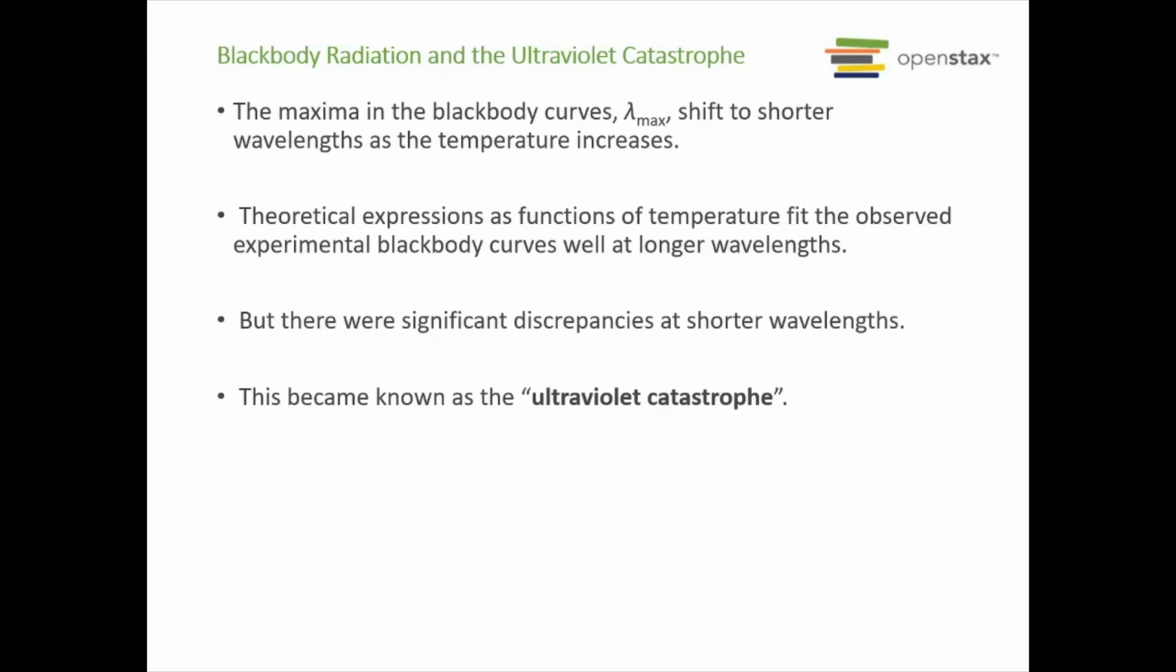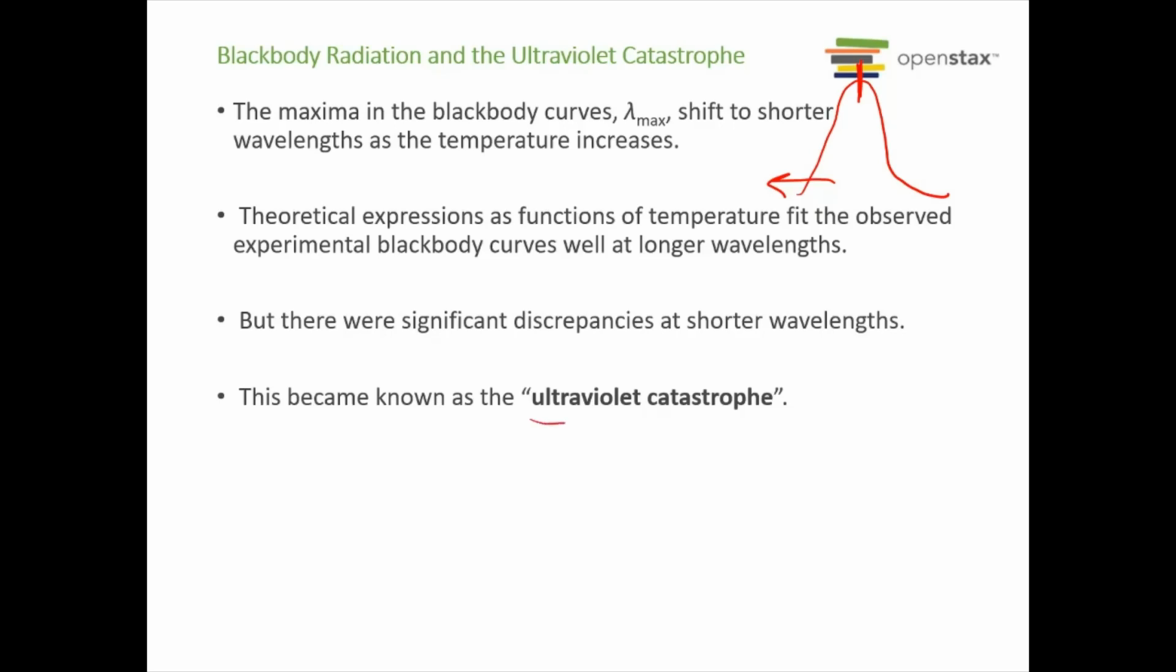So one thing that has been noticed is the maxima, which is that peak. Okay, so from this peak, the maxima shifts to shorter wavelengths as we increase the temperature. So it goes to the left as temperature increases. Different theoretical expressions as functions of temperature fit the observed blackbody curves well at longer wavelengths. Okay, so at lower temperatures. But at shorter wavelengths, at higher temperatures, they're not matching up very well.